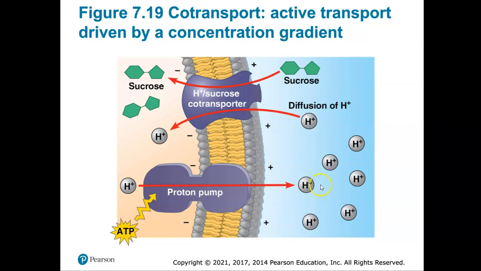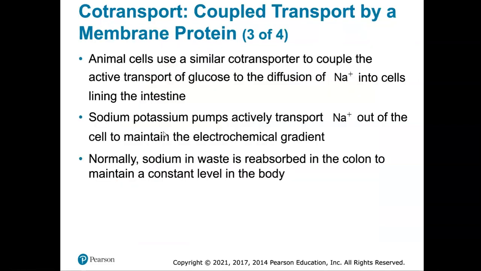But then when the hydrogen encounters a transport protein, a carrier protein, that will allow it to move by passive transport, it's going to naturally diffuse from where its concentration is high to where it's low. So when that hydrogen moves back into the cell by passive transport through this cotransporter protein, sucrose is also allowed to move into the cell using the concentration gradient of the hydrogen, using the movement of the hydrogen. So that's cotransport. You see that sometimes.